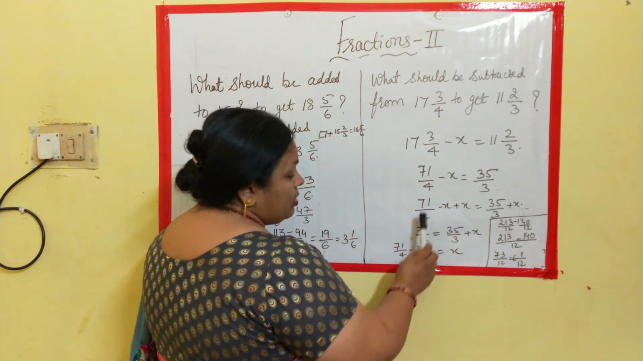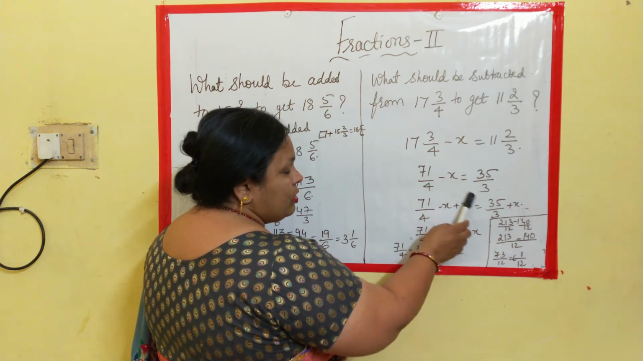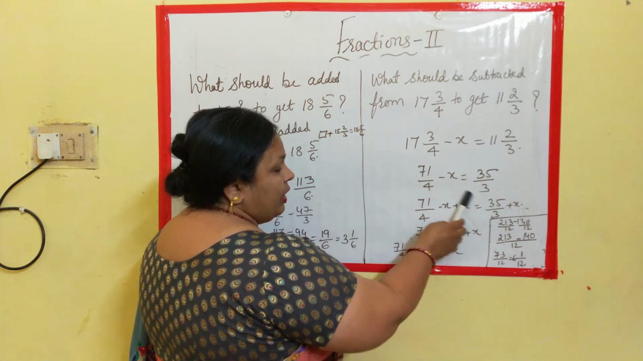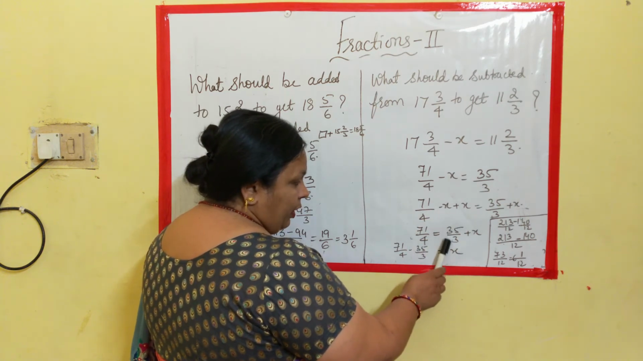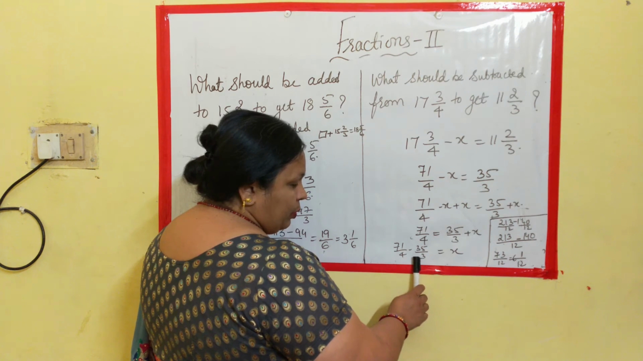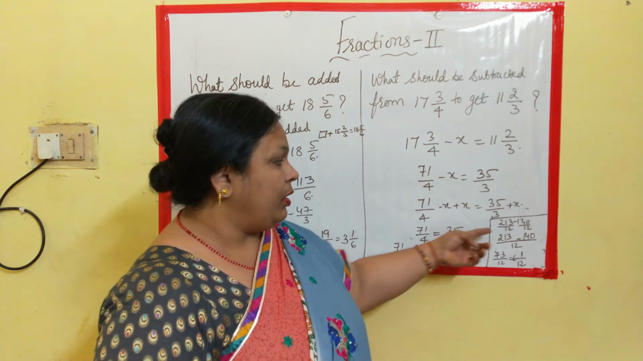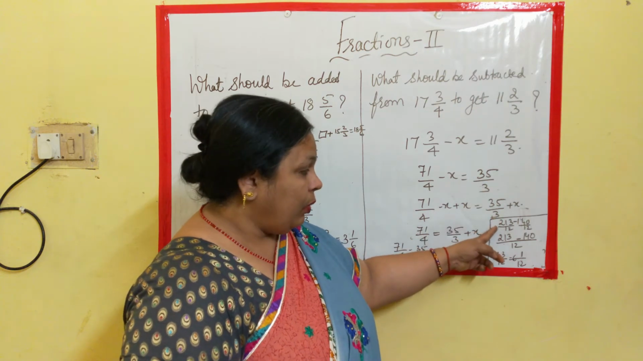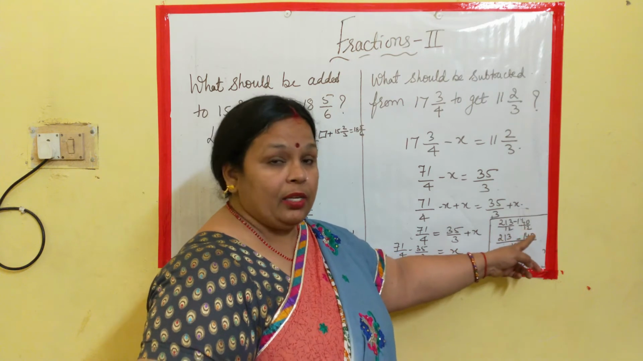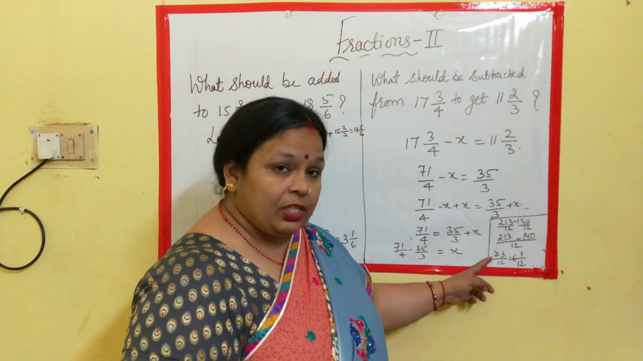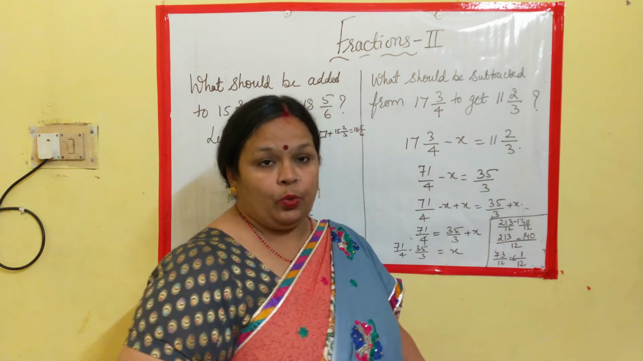Now, this is 71 by 4 is equals to 37 3 by x. What happens to this minus and plus? This gets 0. Now x is as it is, 35 by 3 is transported to the other side with a negative sign. Now again making the denominator the same as 12, equivalent fractions, then taking the denominator common, numerator as it is with the sign, we are going to get 73 by 12, which is nothing but 6 1 by 12.